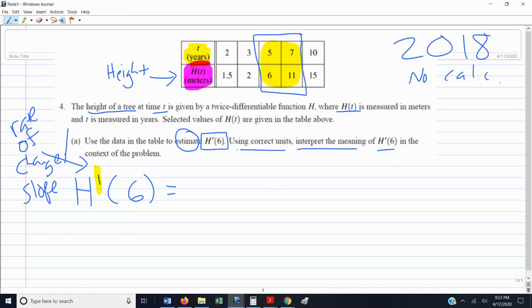So the first point is going to come from you just finding the slope between time 5 and 7. So it'd be 11 minus 6 over 7 minus 5. And that would give you 5/2.